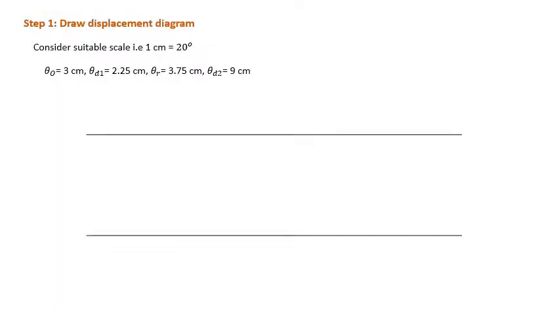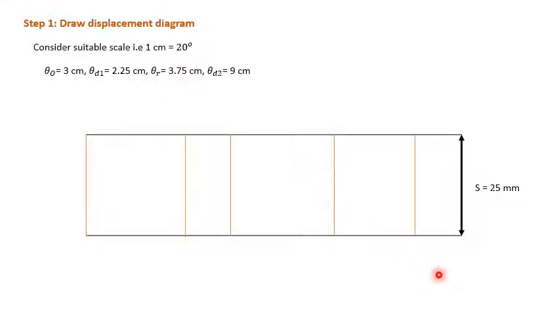So first draw the two parallel horizontal lines whose distance is equals to 25 mm, because stroke length given is 25 mm. Then we have to divide these horizontal lines into different stroke. The first one is take 3 centimeter, draw the vertical line. Next one is first dwell, which is 2.25 centimeter. From here measure 2.25 centimeter, draw another vertical line. So next one is 3.75 centimeter return stroke. Last one is a second dwell, which is 9 centimeter.